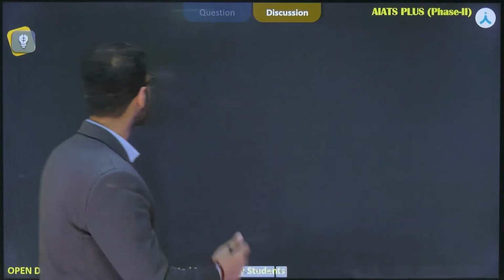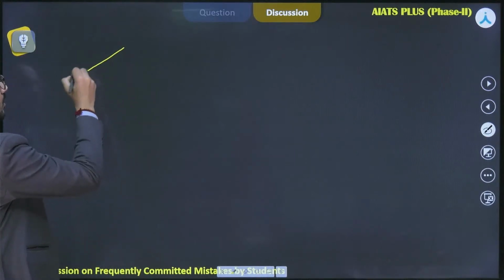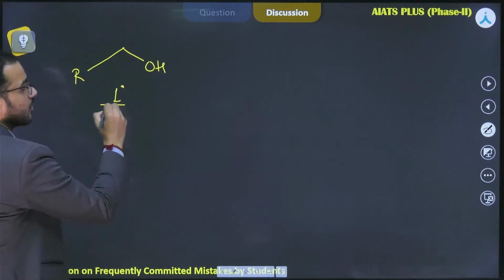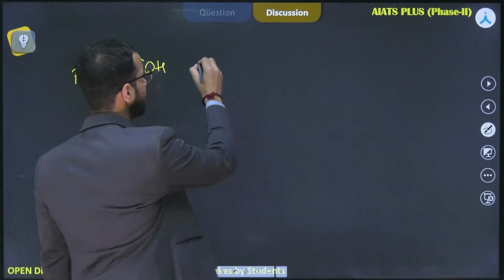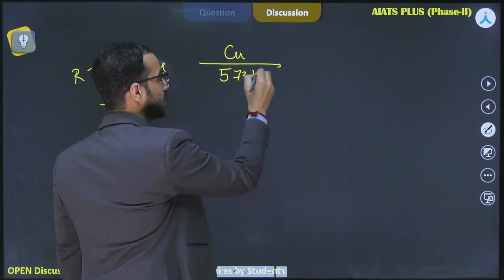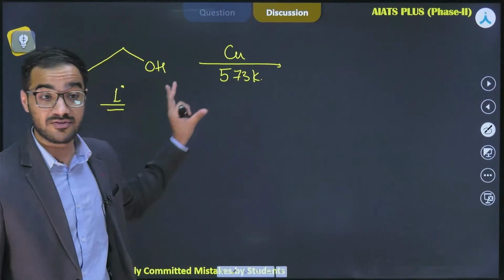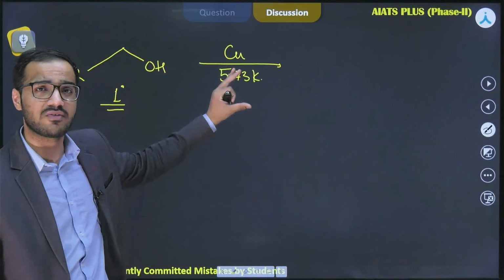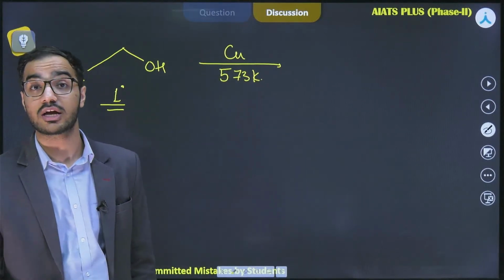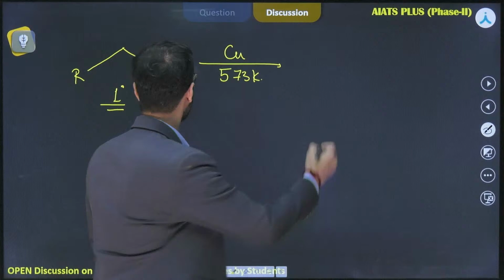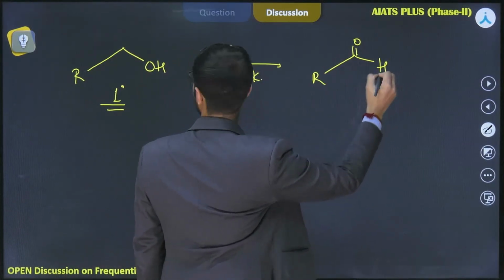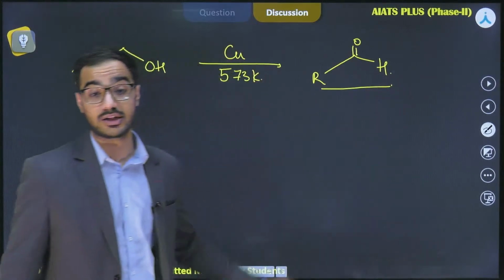Let us say you have an alcohol, a primary alcohol, and you are reacting it with copper at 573 Kelvin. So what will be the product? As we have already discussed, copper at 573 Kelvin will oxidize only to aldehyde or ketones. It will not convert to the carboxylic acid, and you will get R-CHO. This will be the major product.